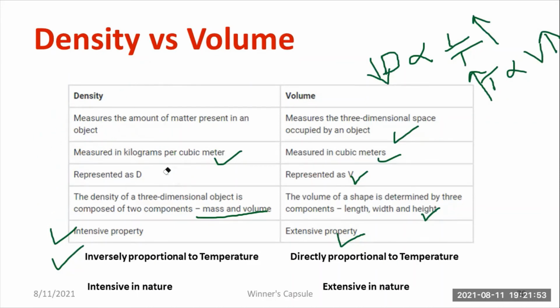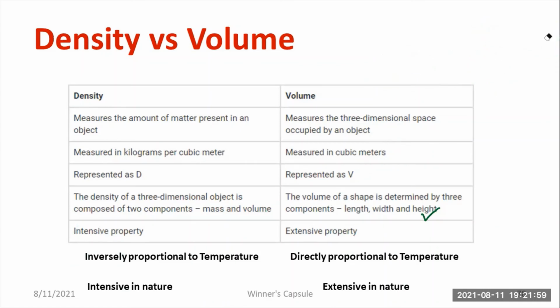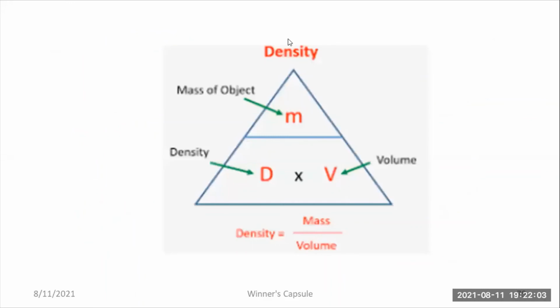Suppose you are asked to compare volume with density, you have to follow this important information. This is very essential. Now you can see a triangle which depicts the relation between mass, density and volume. So density is equal to mass divided by volume. This is very important. So mass by volume is nothing but density.